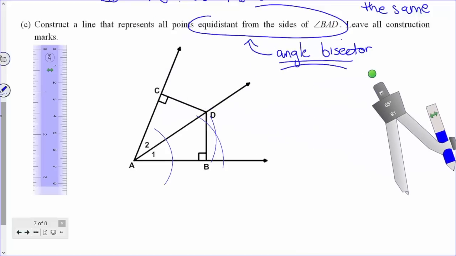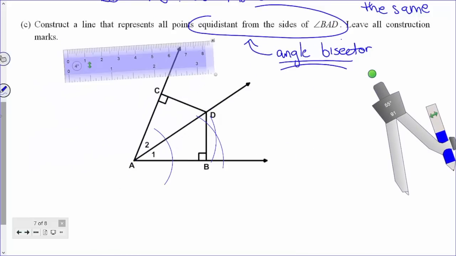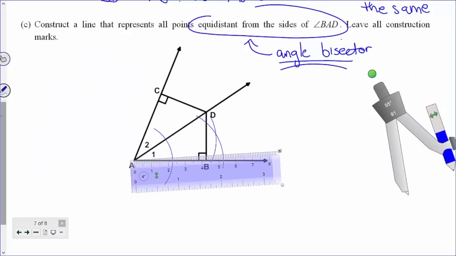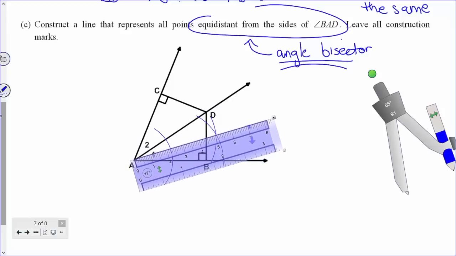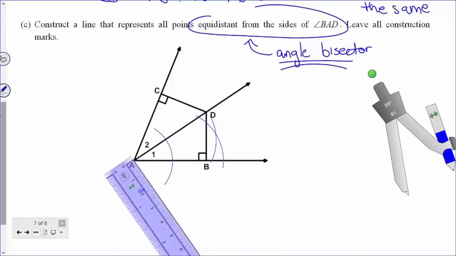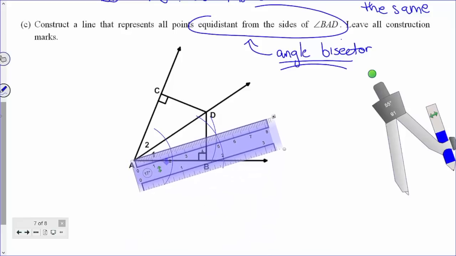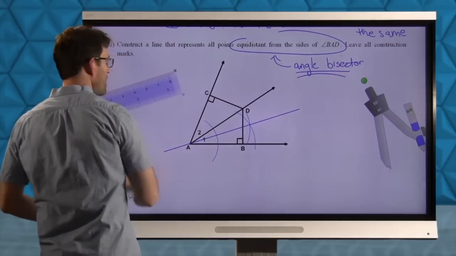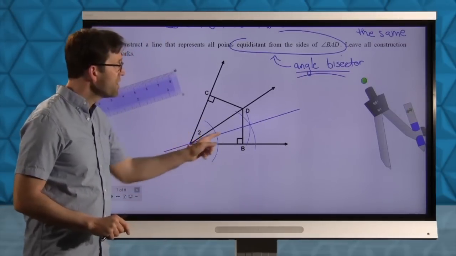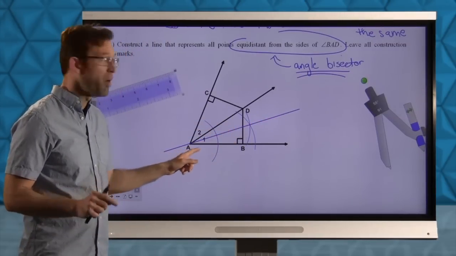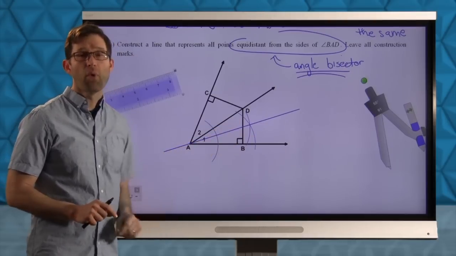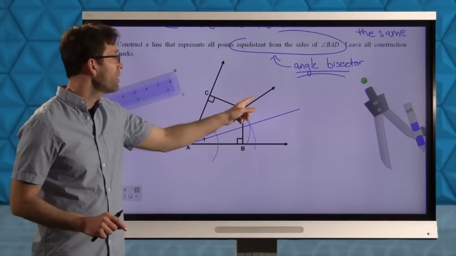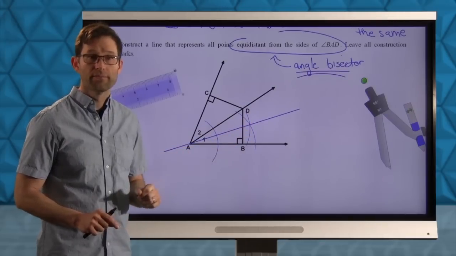Let's bring this down here, our straight edge. X marks the spot. There we go. And draw that line segment. Again, because this line bisects this angle, any point on it is equidistant from one side of the angle as it is from the other.